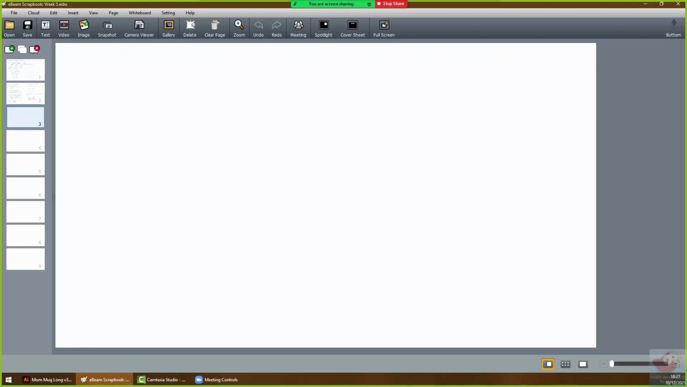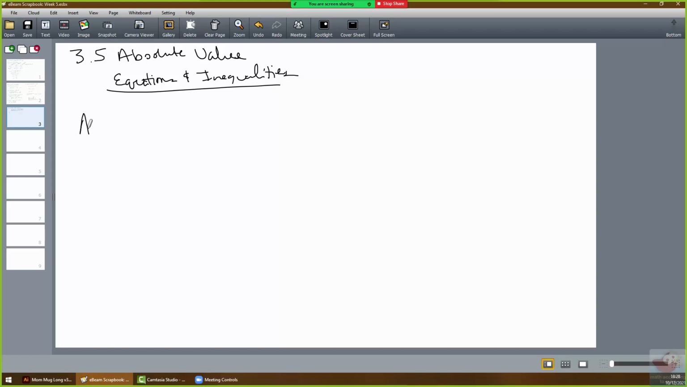3.5 is absolute value equations and inequalities. We're going to first start off with absolute value equations.